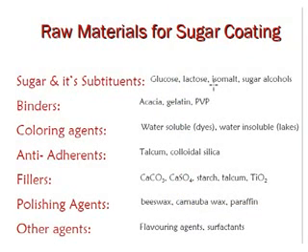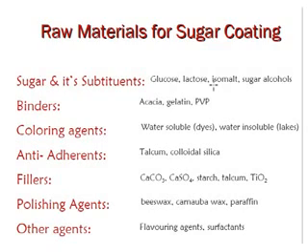Now, raw materials for the sugar coating. What are the ingredients we generally use in sugar coating? Generally we use sugar, or instead of sugar we can use glucose, lactose, or sugar alcohols, as well as, to stick your sugar coat on your tablet surface, we have to use binding agents. Acacia, gelatin, polyvinyl pyrrolidone can be used as binding agents.